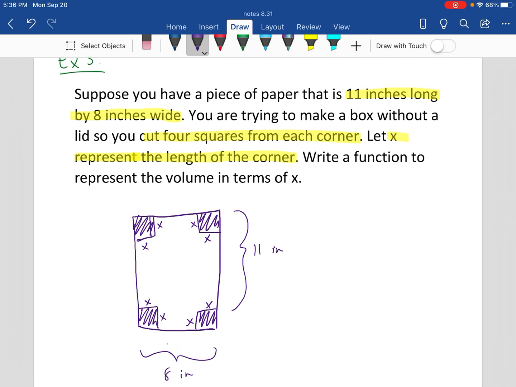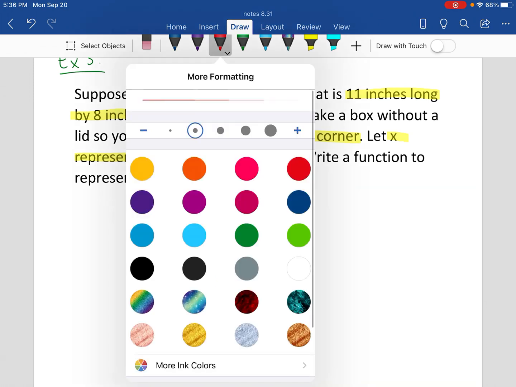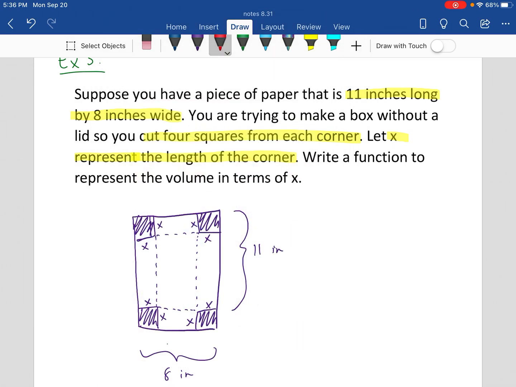Okay, so I would make my folds right here along the dotted line so that I can create that box without a lid. So I would need to figure out what this measures, this width, and this length. Okay, all I know though is that the whole bottom is 8 inches and the whole length is 11 inches.